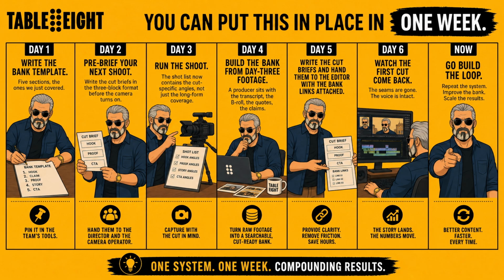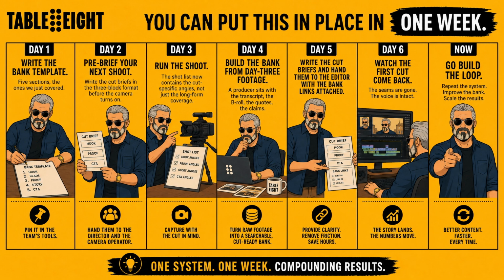Day 1, write the bank template. 5 sections, the ones we just covered. Pin it in the Teams tools. Day 2, pre-brief your next shoot. Write the cut briefs in the 3-block format before the camera turns on. Hand them to the director and the camera operator. Day 3, run the shoot. The shot list now contains the cut-specific angles, not just the long-form coverage.